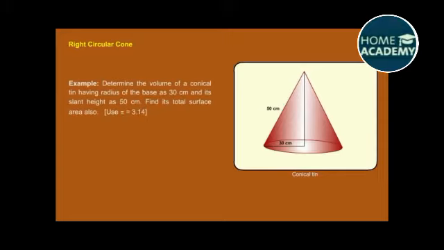Example. Determine the volume of a conical tin having radius of the base as 30 centimeter and its slant height as 50 centimeter. Find its total surface area also. Use pi equal to 3.14. Solution. Radius of the base of the cone R is equal to 30 centimeter. Slant height of the cone L is equal to 50 centimeter.